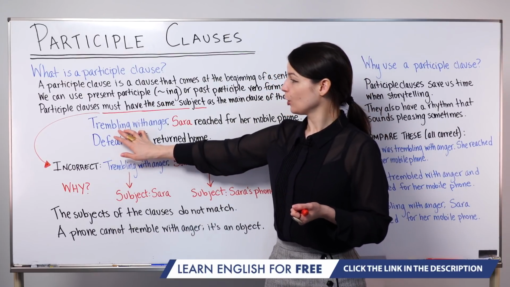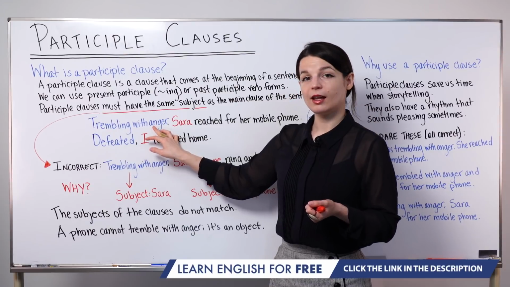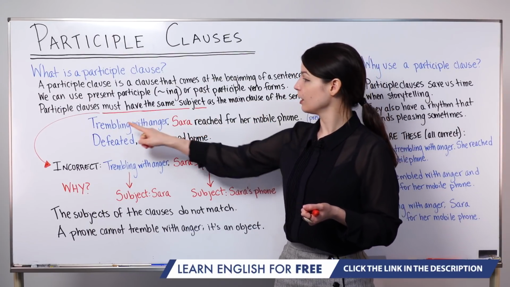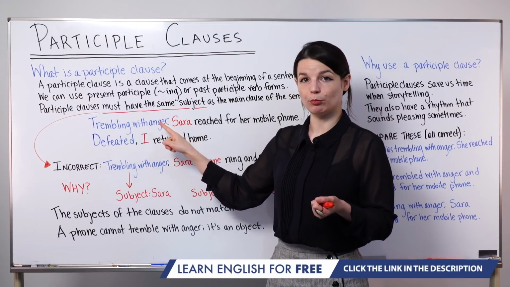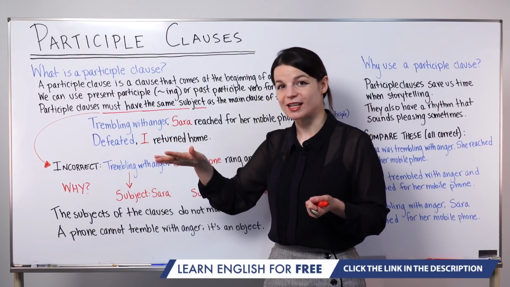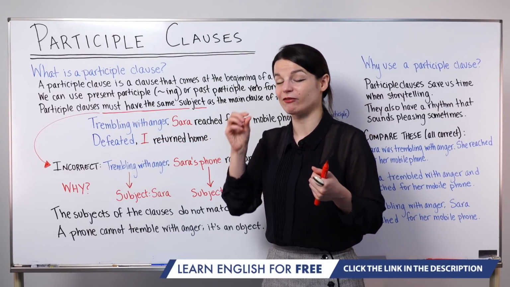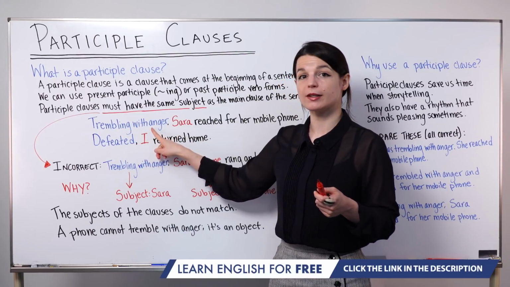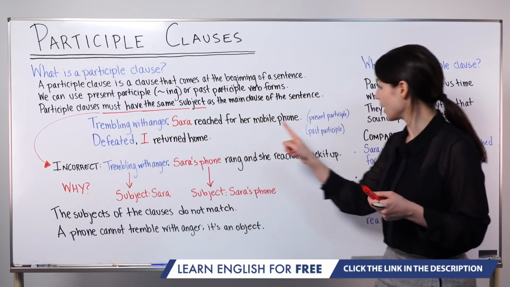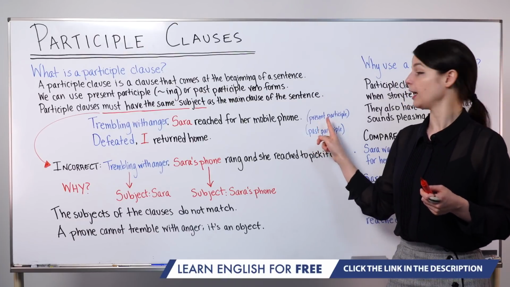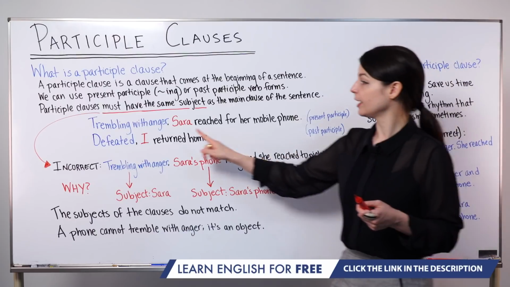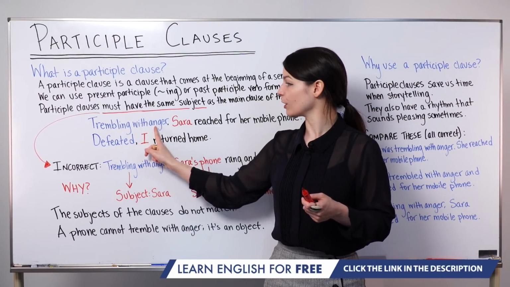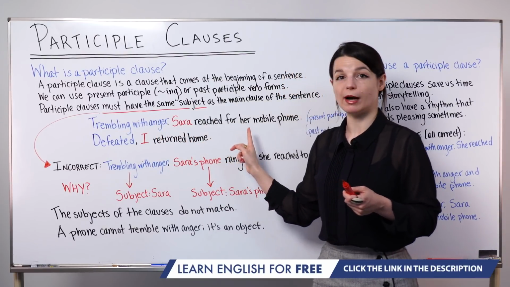First, trembling with anger, Sarah reached for her mobile phone. Here, my participle clause is in blue. Trembling means shaking, but we use trembling to mean very tiny shaking. So trembling with anger, this is my participle clause. In this sentence, I'm using present participle. As I said, present participle is the ing form, trembling. Trembling with anger, Sarah reached for her mobile phone.